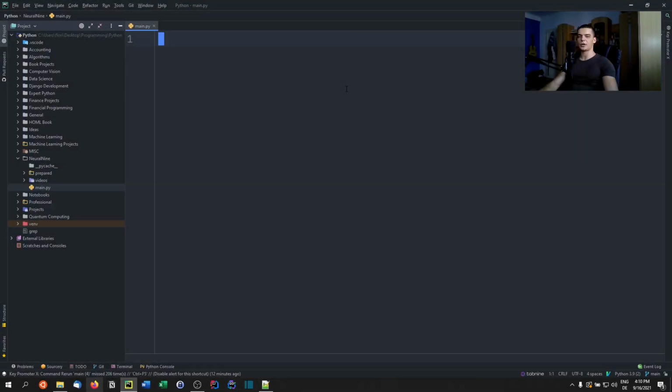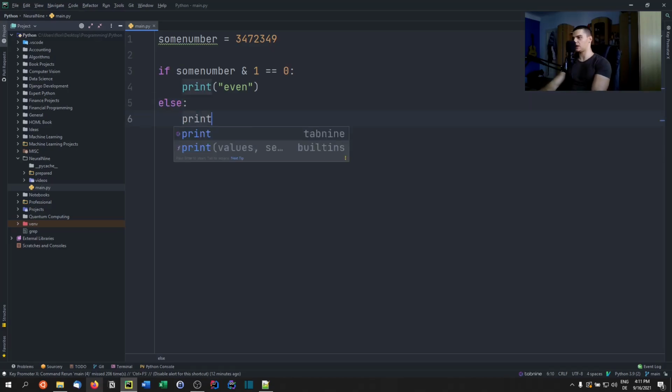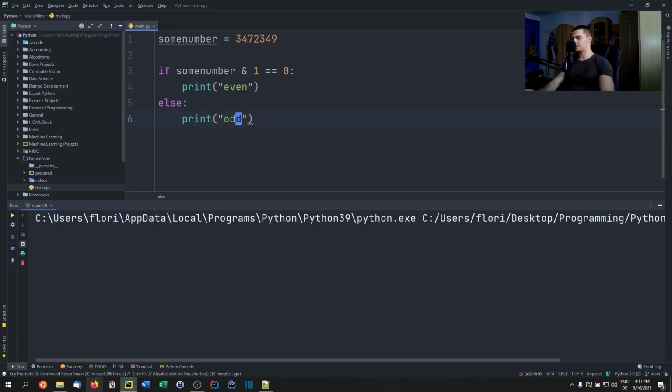Now, last but not least, we can also use bitwise operators to check whether a number is even or odd. So let's say we have some number here, and all I have to do in order to see if this number is even is I have to say if some number AND 1 results in 0, then the number is even, and otherwise it's odd. So if I run this, you can see that it's odd. If I change this to 8, you're going to see that it's even.